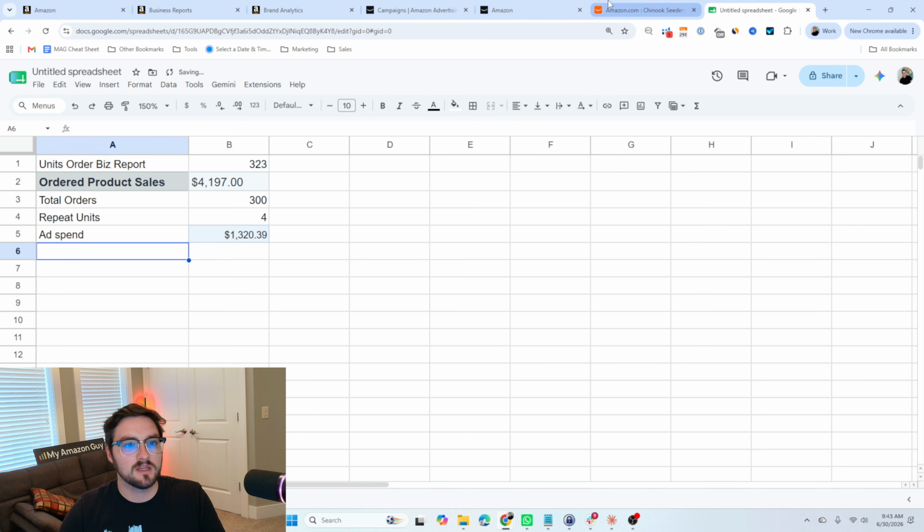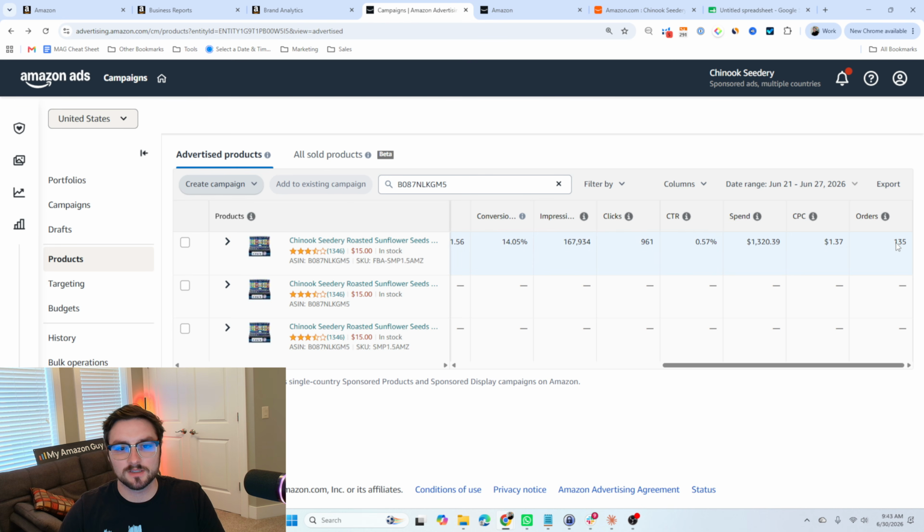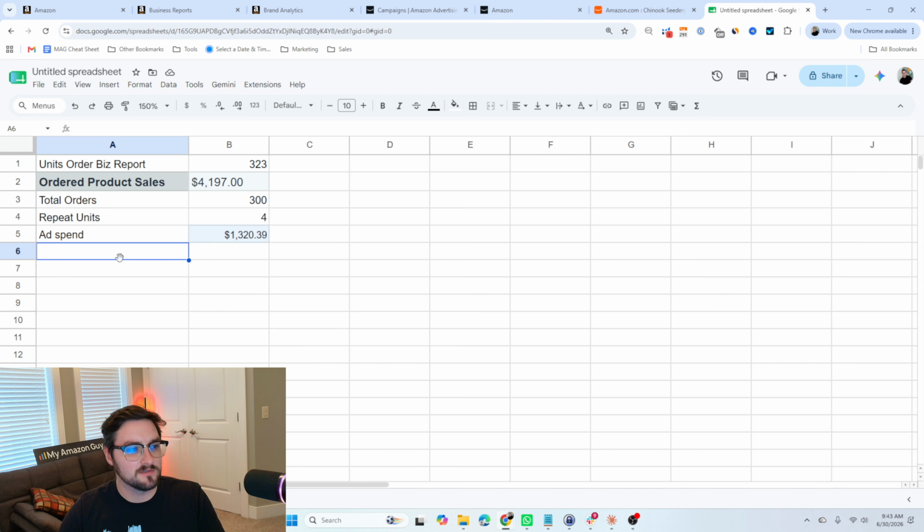And then same thing again, we're going to look at it and say orders 135. So ad orders, and then we're going to do 135 from that. Perfect. Now that we have all of these specific numbers, we can actually start to do the calculation.